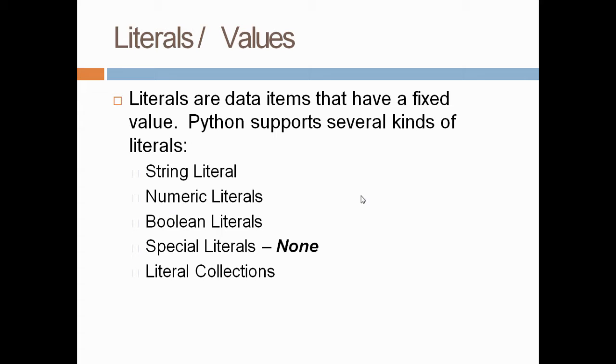Literals are the values. Literals are data items that have a fixed value. Python supports several kinds of literals, that is the string literal, numeric literal, Boolean literals, special literal None, and literal collections.